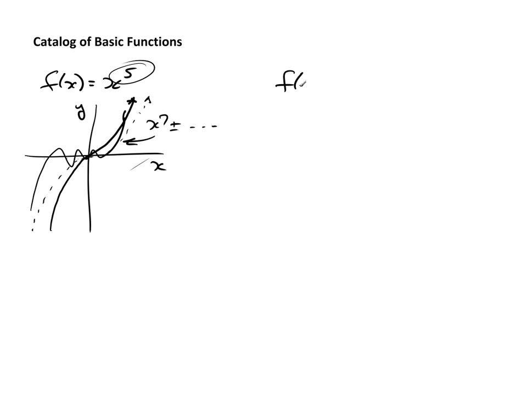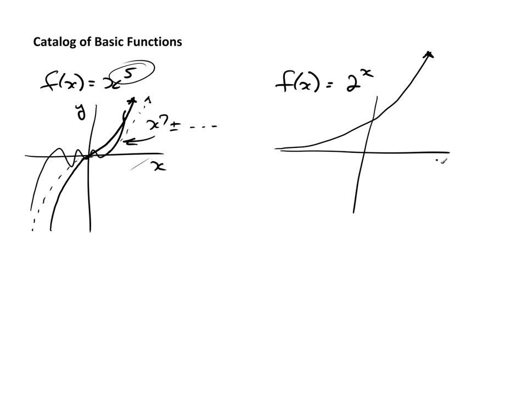Exponential functions. F of x equals, let's say, 2 to the x. Right away, I know exponential functions are going to look like this. Now, if I change this exponent to 2 to the negative x, it's going to look like this. It's going to just go down. It's going to decrease instead. 2 to the x is exponential growth. 2 to the negative x is exponential decay.